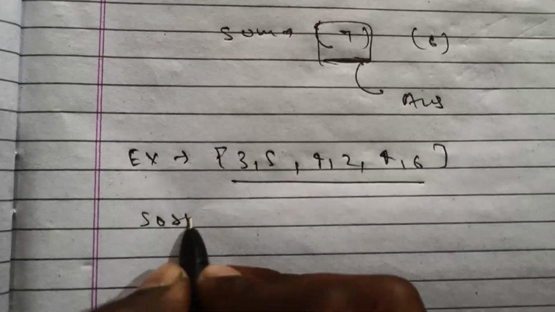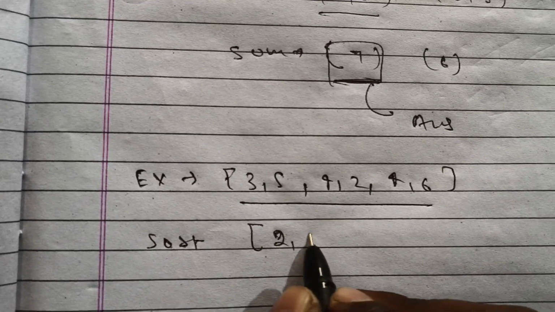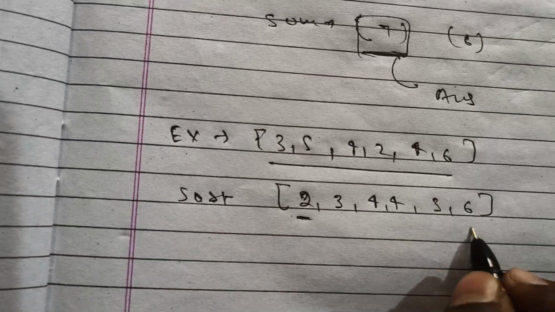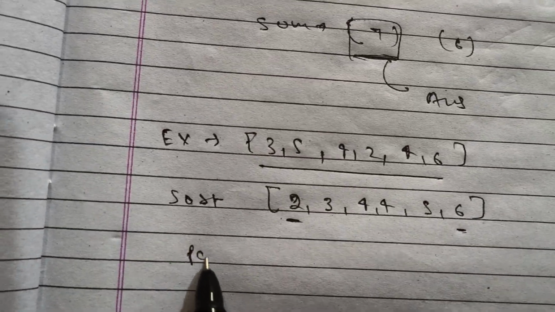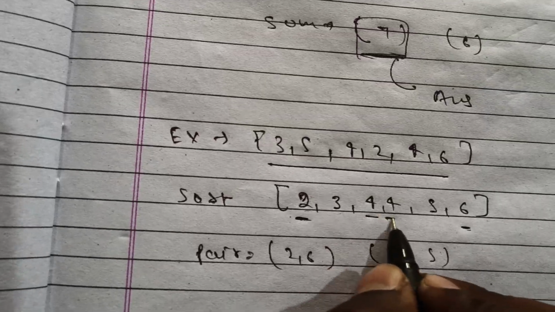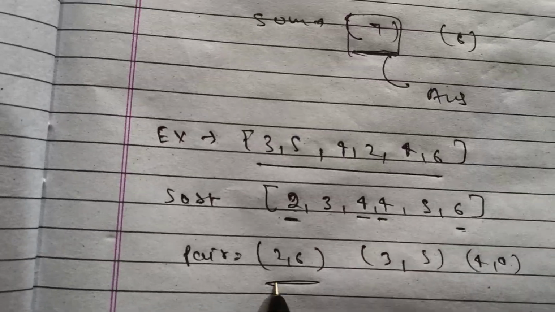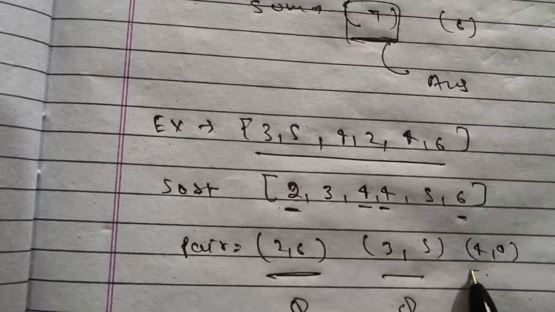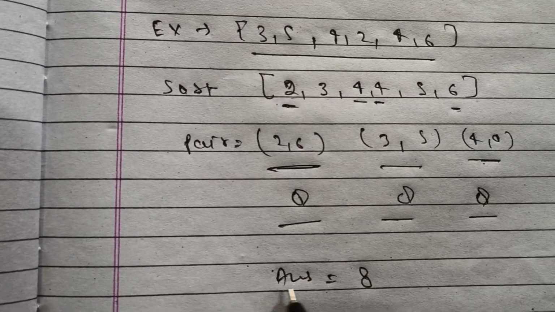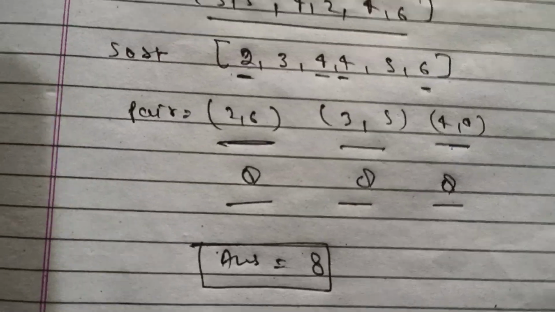Let's take example number two: 3 5 4 2 4 6. First of all we need to sort this array: 2 3 4 4 5 6. Now we select first and last, then the pairs become 2 and 6, 3 and 5, 4 and 4, whose sums are 8, 8, 8. All are equal, so the answer becomes 8. Okay, thank you. Now we will do the code.